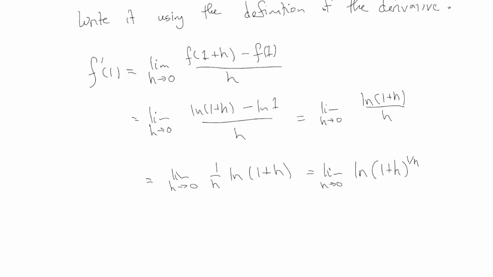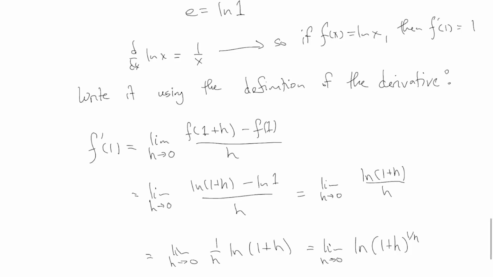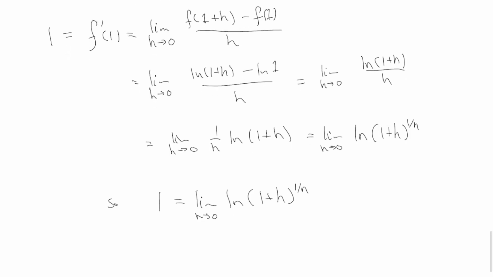I don't know if you like this kind of derivation, but you can see what we started with was f prime of 1, but I already said over here f prime of 1 equals 1. Maybe I should have written that at the very beginning. So all of this together says 1 equals the limit as h goes to 0 of the natural log of (1 + h) to the 1 over h. And right here, I'm now going to write this in the exponential form.